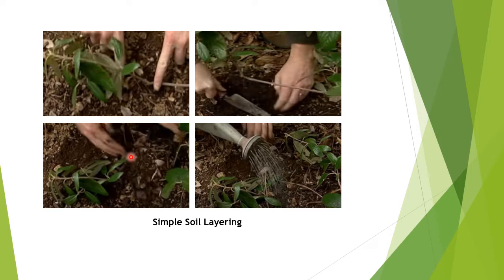Before that, you are also making some type of injury. It can be girdling, it can be a V-notch, or other types of simple injury to the bend which is in contact with the soil. And then you are putting moisture over it, and waiting for the rooting to develop there. So this way you are developing a successful layer. This was one type.